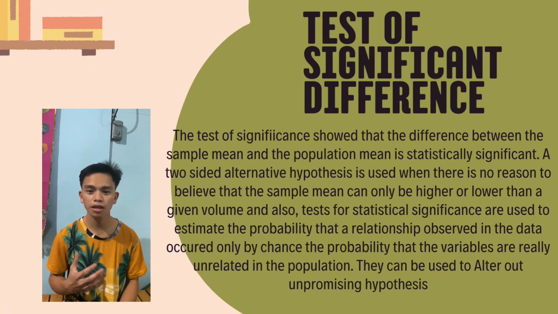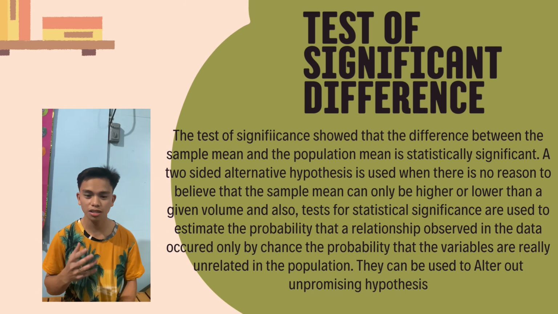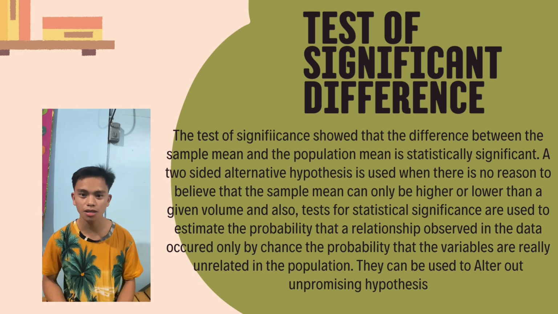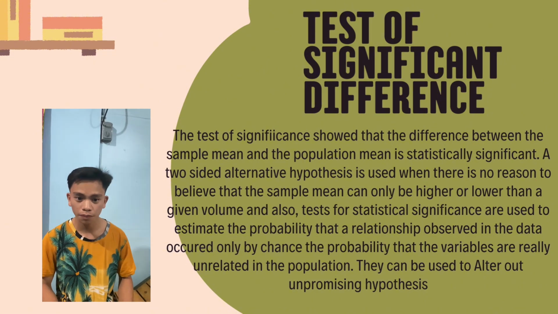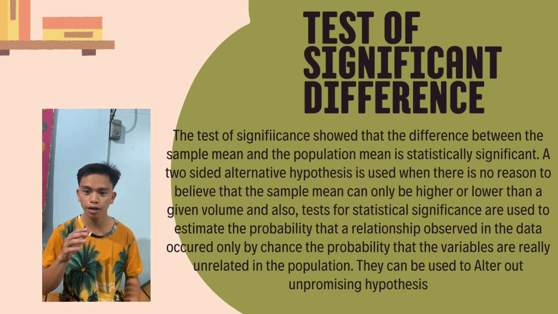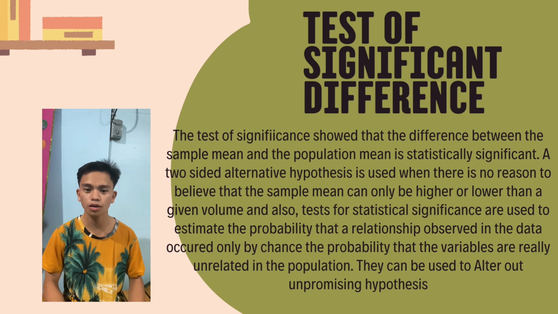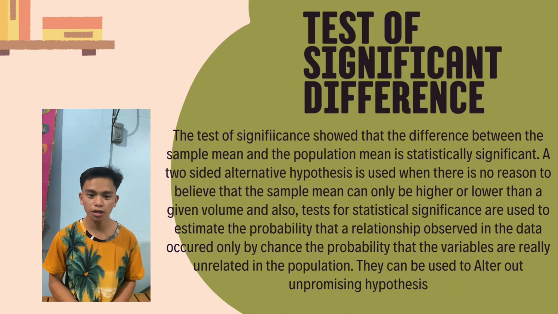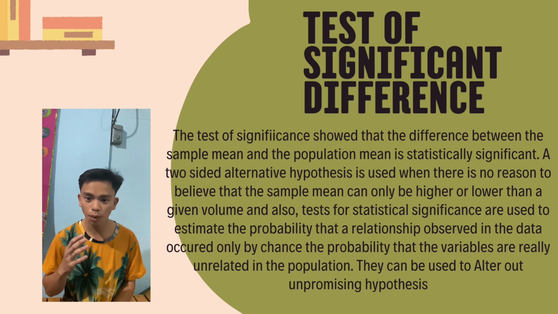The test of significant difference shows whether the difference between the sample mean and the population mean is statistically significant. A two-sided alternative hypothesis is used when there is no reason to believe that the sample mean can only be higher or lower than a given value. Tests for statistical significance are also used to estimate the probability that a relationship observed in the data occurred only by chance, the probability that the variables are really unrelated in the population.